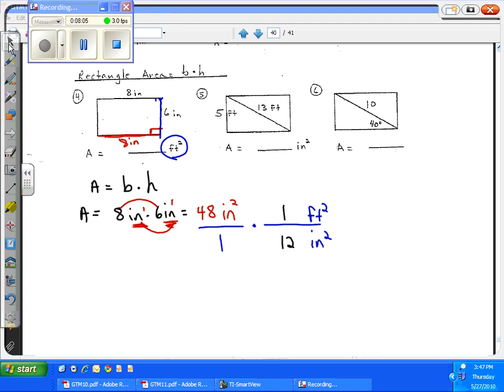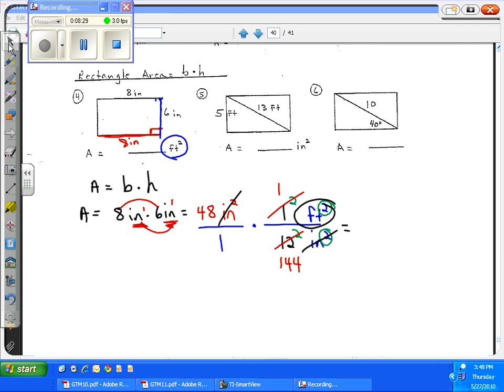But we're not dealing with inches and feet. We're dealing with square inches and square feet. So we square the conversions. So 1 squared is 1, and 12 squared is 144. We're losing the name square inches, and we're gaining the name square feet.